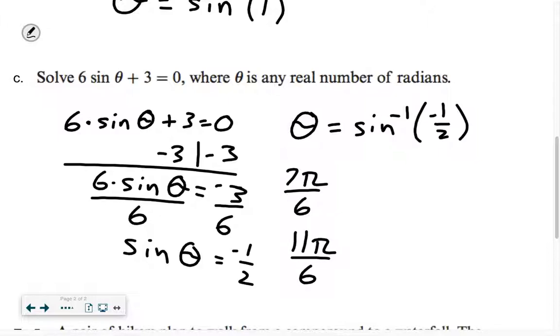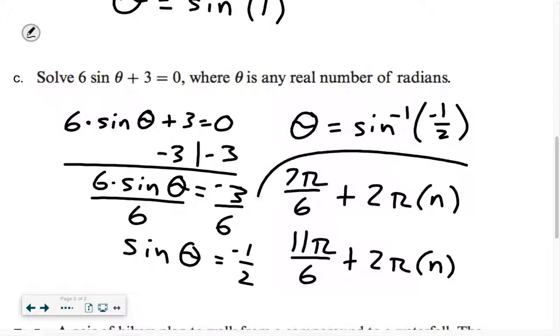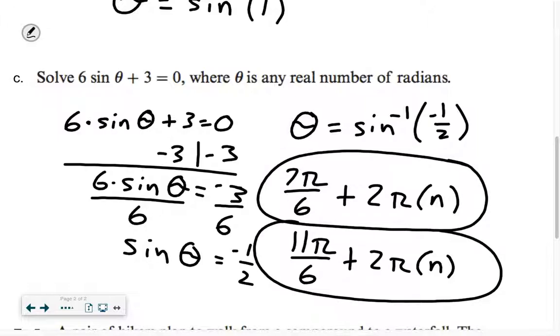Now it says for any real number of radians, so how many times can we go around now? Infinitely many, okay? The wheel goes on forever. So now it goes back to the idea that we started with. As long as I go any multiple of 2 pi, I'll get back to the nail on the tire, or back to $1 million on the Wheel of Fortune.